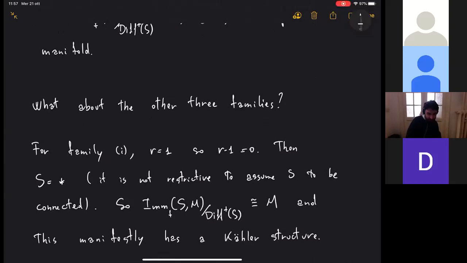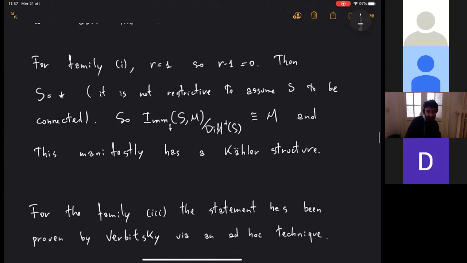And then we have the other two families. So we have family three. Family three is torsion-free G2 manifolds. And in this case, R is 2. And so I'm again considering loop spaces. So we're talking about loop spaces in torsion-free G2 manifolds. And these too have a Kähler structure. This is due to Verbitsky. And Verbitsky's proof is really an ad hoc technique. It uses the fact that we are working with a torsion-free G2 manifold.